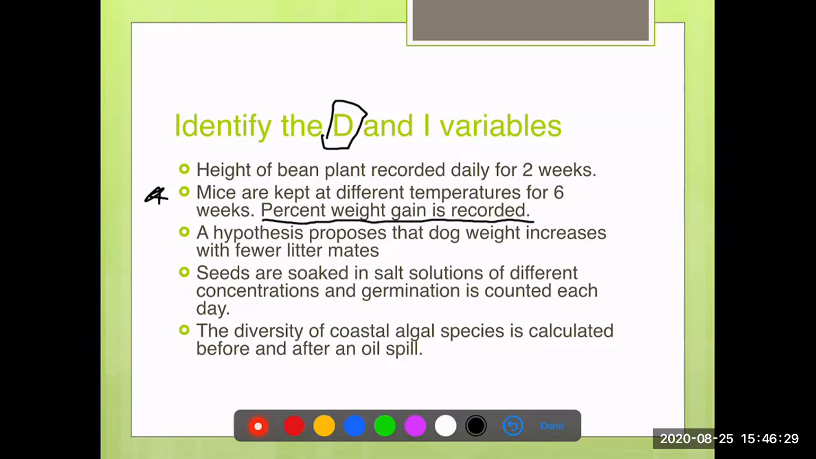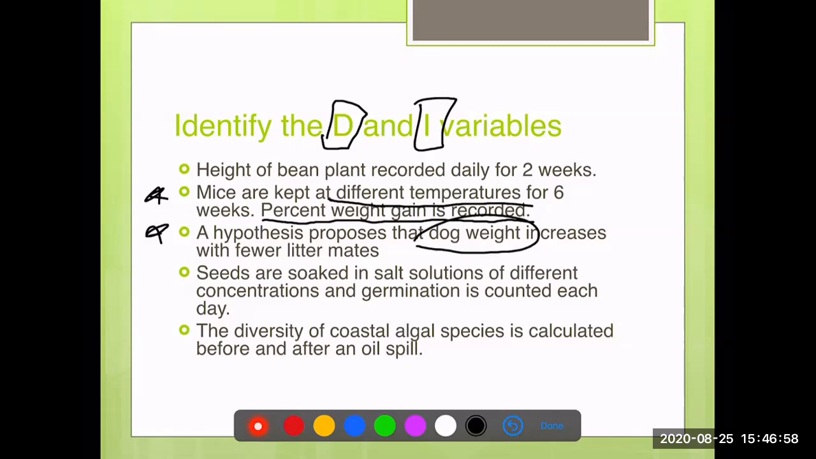The independent variable is the variable that's varied, the one that's being different, right? Mice are kept at different temperatures, all right? See, there it is. If you look for keywords in the description of the experiment, you can identify the dependent and independent variables. Let's look at the next one. A hypothesis proposes that dog weight increases with fewer litter mates. So what are we recording here? Dog weight, that's the dependent variable.